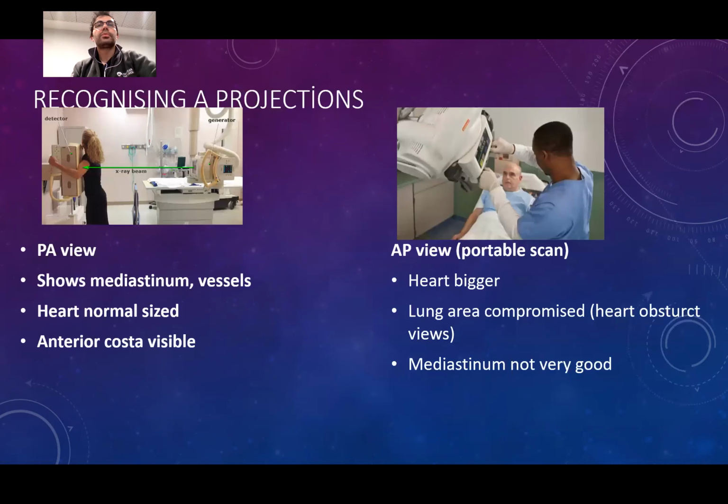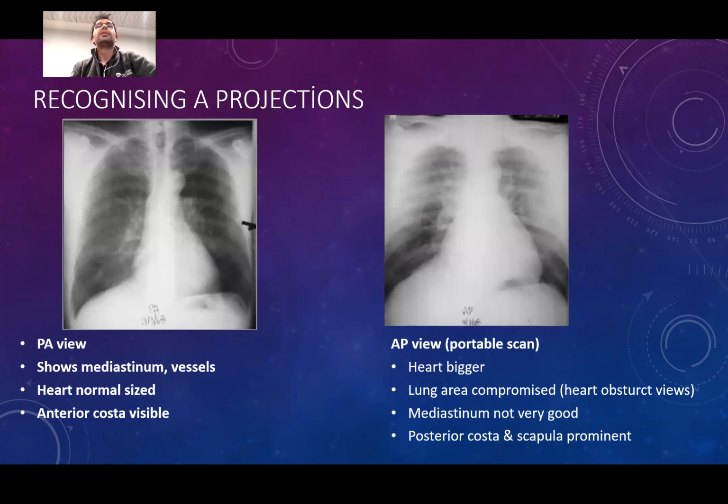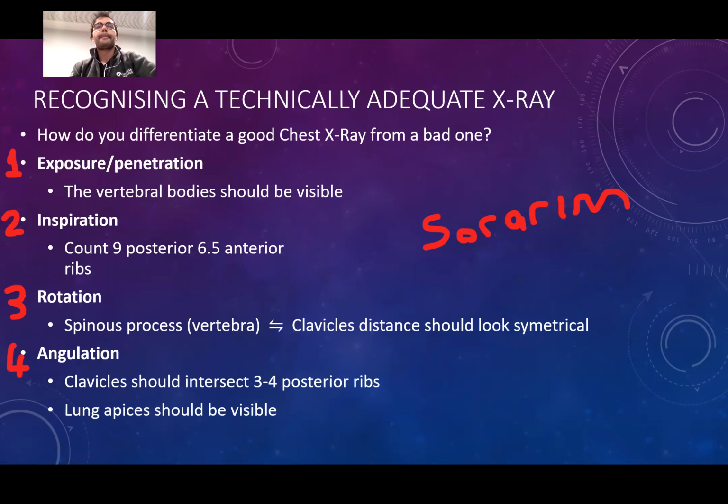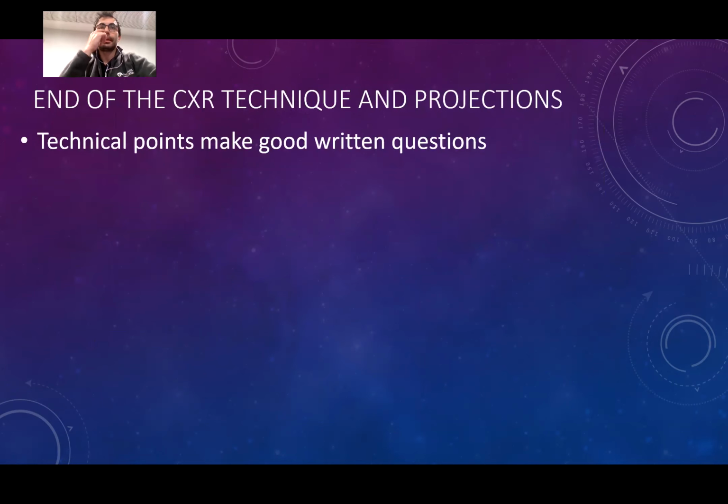So we have talked about the projections. The AP view is usually in bedridden patients, and the mediastinum and the heart are not looking nice, they're looking bigger, and the lung area is compromised. We have done this comparison. And I remind you of the technical part of the technical evaluation as well. Please remember. So the technical evaluation and the terminology of the chest X-ray is completed here. The technical points make very good written questions, so please know them, not memorize but know them.